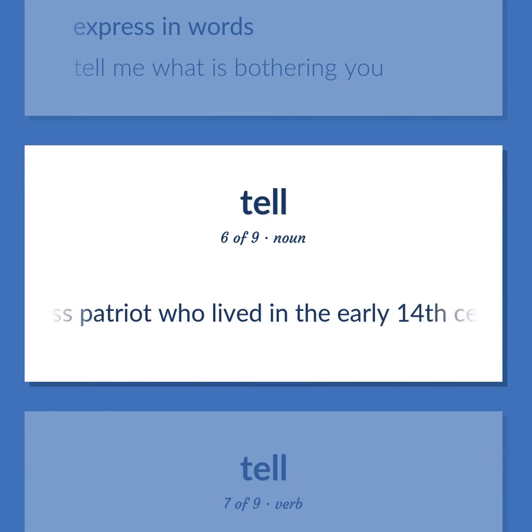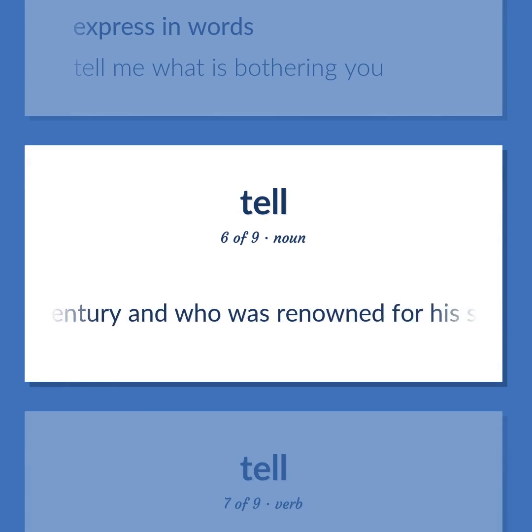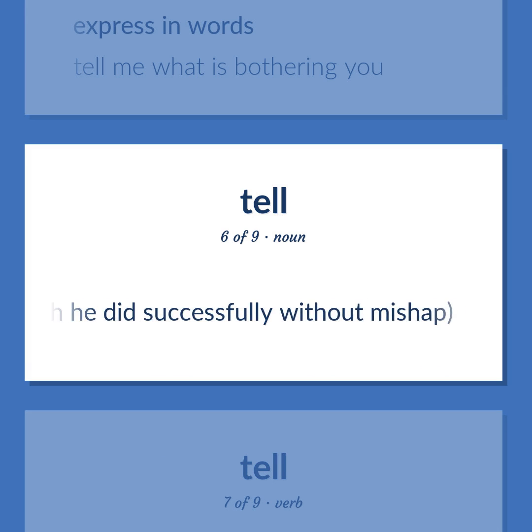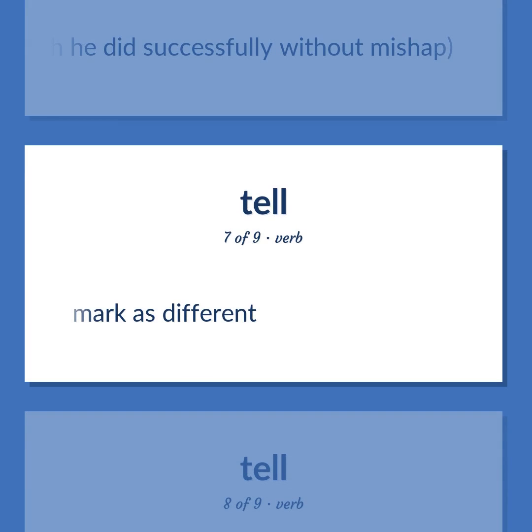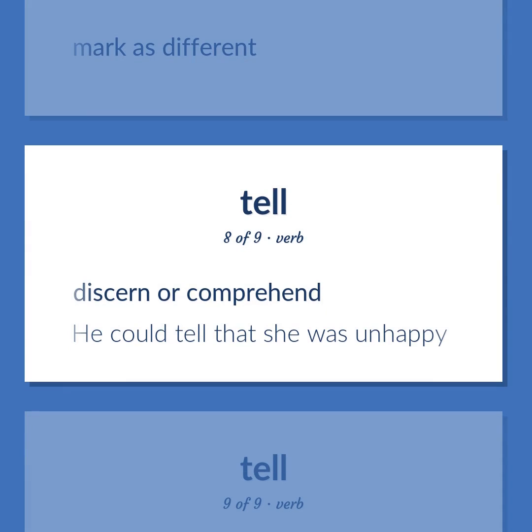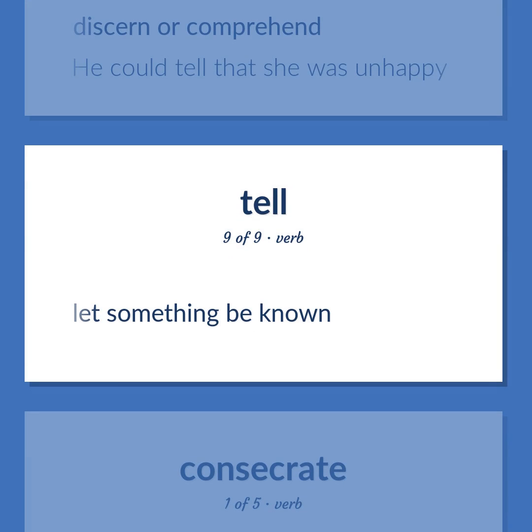A Swiss patriot who lived in the early 14th century and who was renowned for his skill as an archer. According to legend, an Austrian governor compelled him to shoot an apple from his son's head with his crossbow, which he did successfully without mishap. Mark as different. Discern or comprehend. He could tell that she was unhappy. Let something be known.